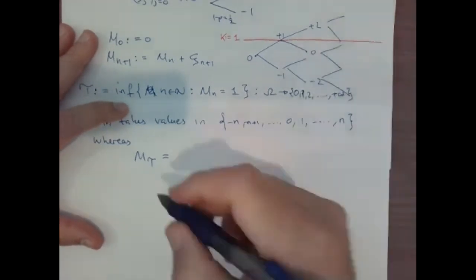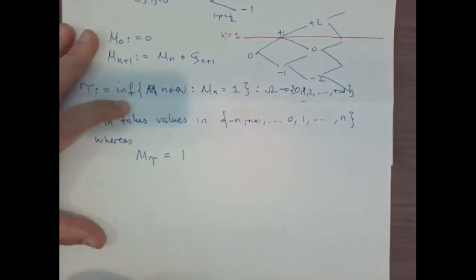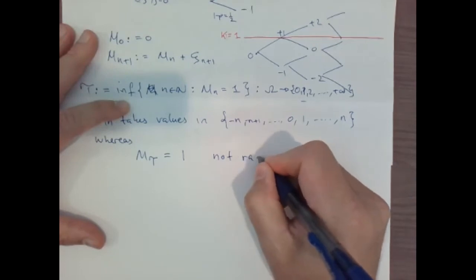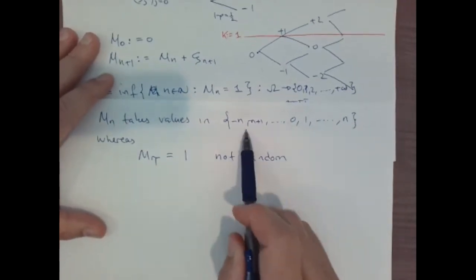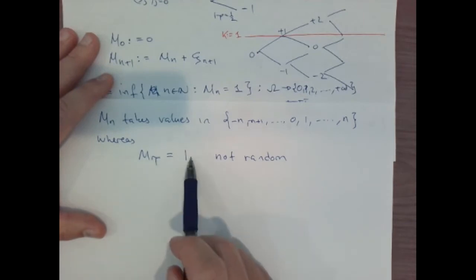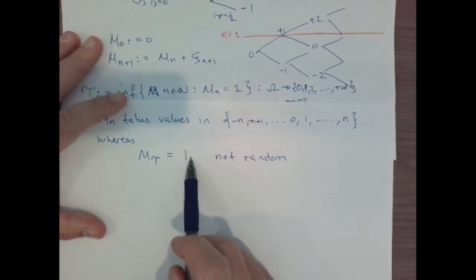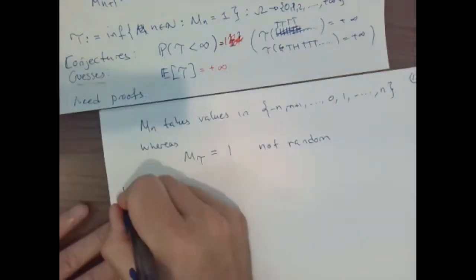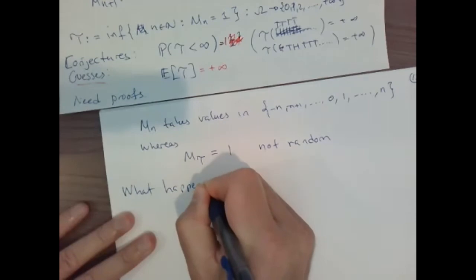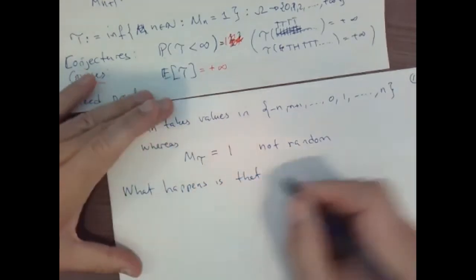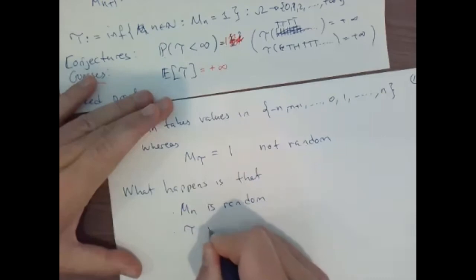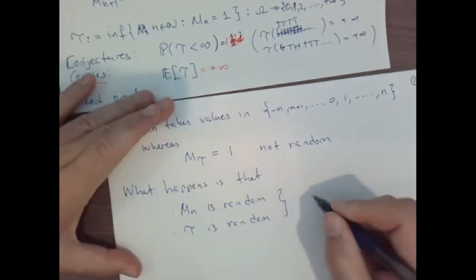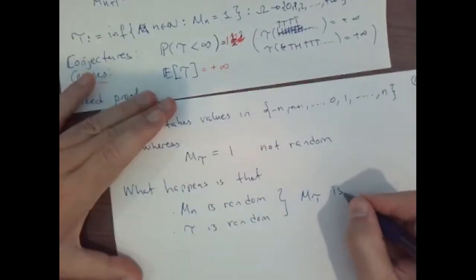So this would be 1, yeah. So this is not random. You have that Mn is random because it takes these values here at various probabilities, but M tau is constantly equal to 1. And there's no randomness in a 1, right? So what happens is that you mix them: Mn is random, tau is random, you mix them, and you get M tau is not random.